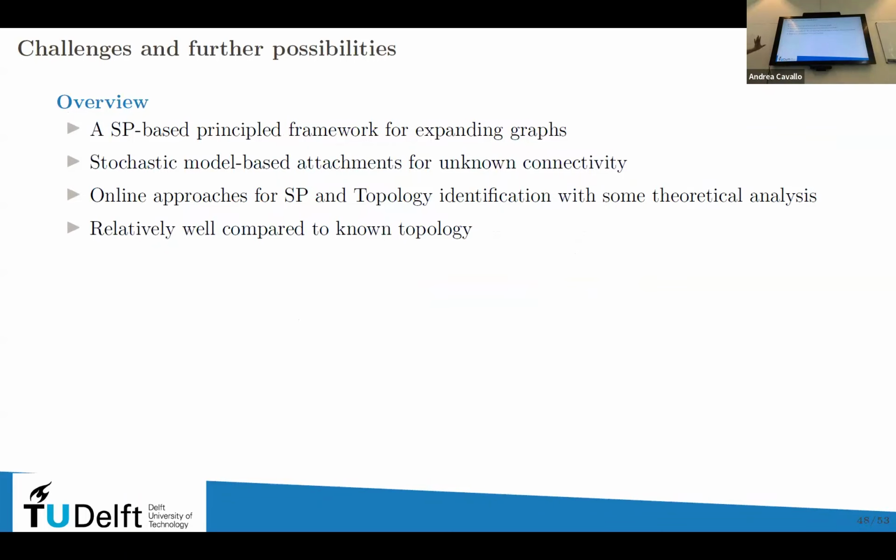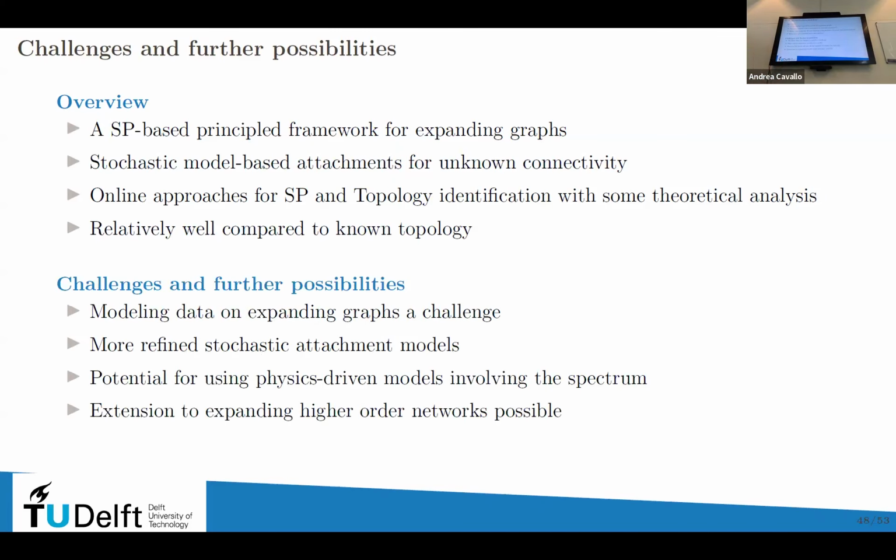Overview, I'm going to skip that. So now finally, I'm just going to wrap up on this slide. An SP-based principled framework for expanding graphs, at least with graph filters, but of course we have some results on GCNNs also. The stochastic attachment model allows us to play with cases in which we don't know the connectivity. We can also adapt it. And these two online approaches, one for GSP, one for topology ID, which we think are good contributions to the field. And it still performs well compared to known topology.